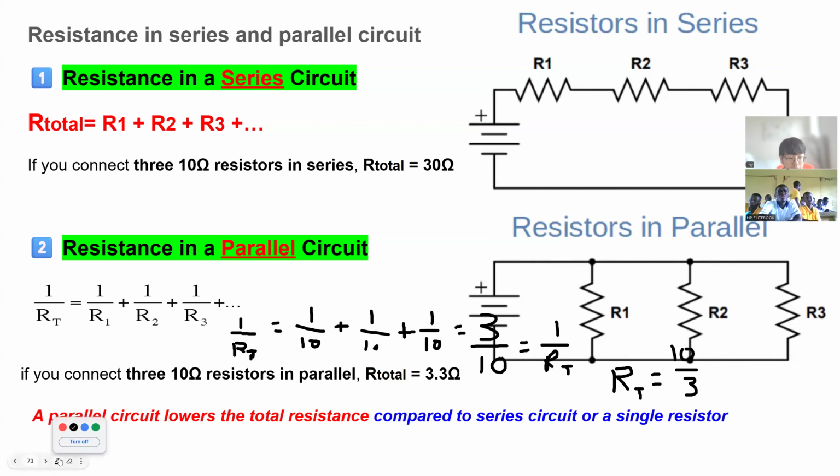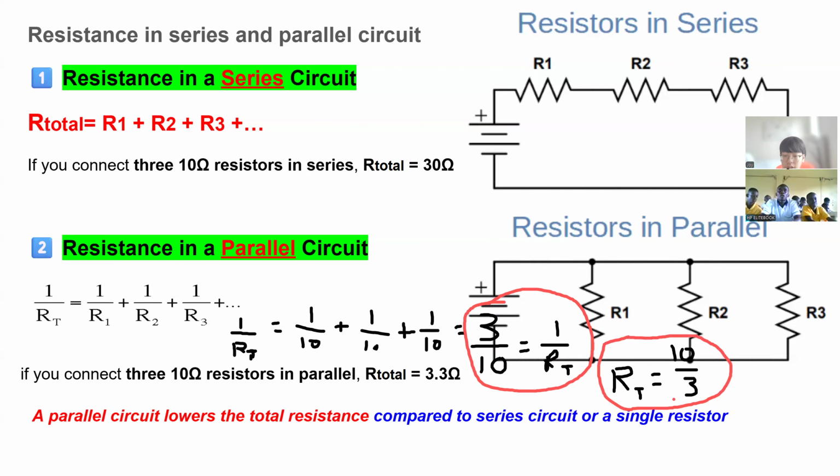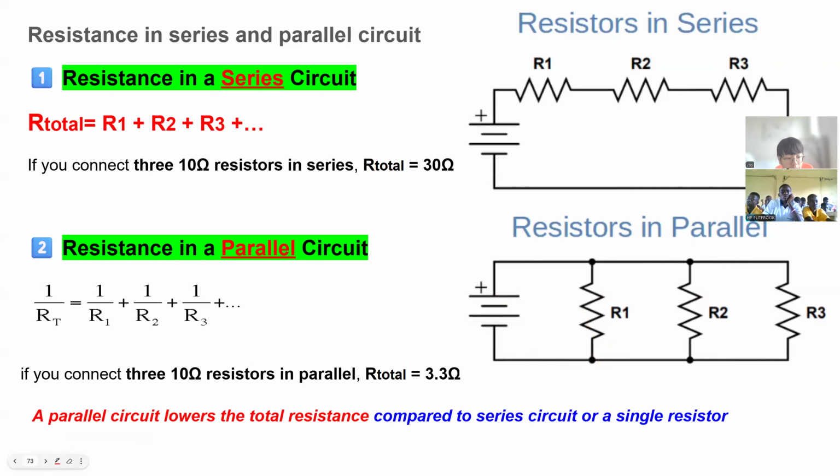You can see here that 1 over R total is 3 over 10. So if you flip it, you have to flip the other side too. R total equals 10 over 3, which is also 3.3 ohms. I'm glad that you understand.